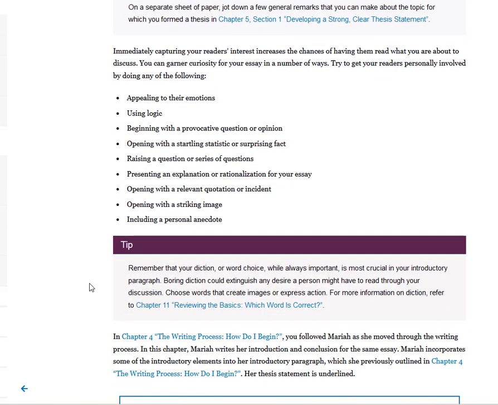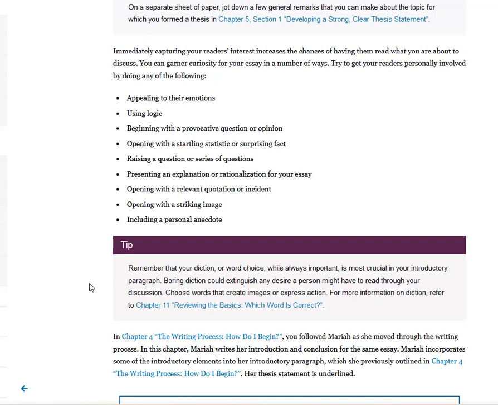Immediately capturing your reader's attention increases the chance of having them read your essay. You can garner curiosity for your essay in a number of ways: appealing to their emotions, using logic, beginning with a provocative question or opinion, opening with a startling statistic or surprising fact, raising a question or series of questions, presenting an explanation or a rationalization for your essay, opening with a relevant quotation or incident, opening with a striking image, including a personal anecdote.